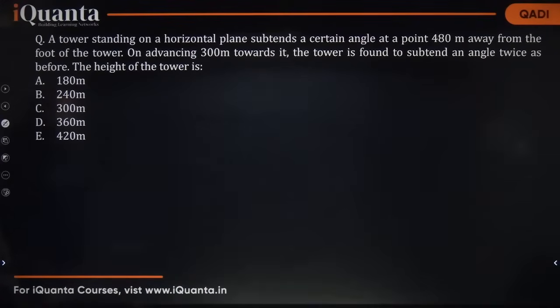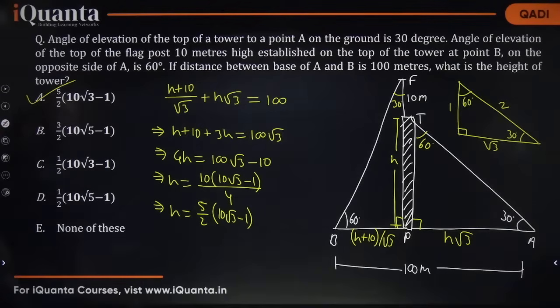Now let's try the next one. Another question on height and distance. An object goes from T to A along TA.